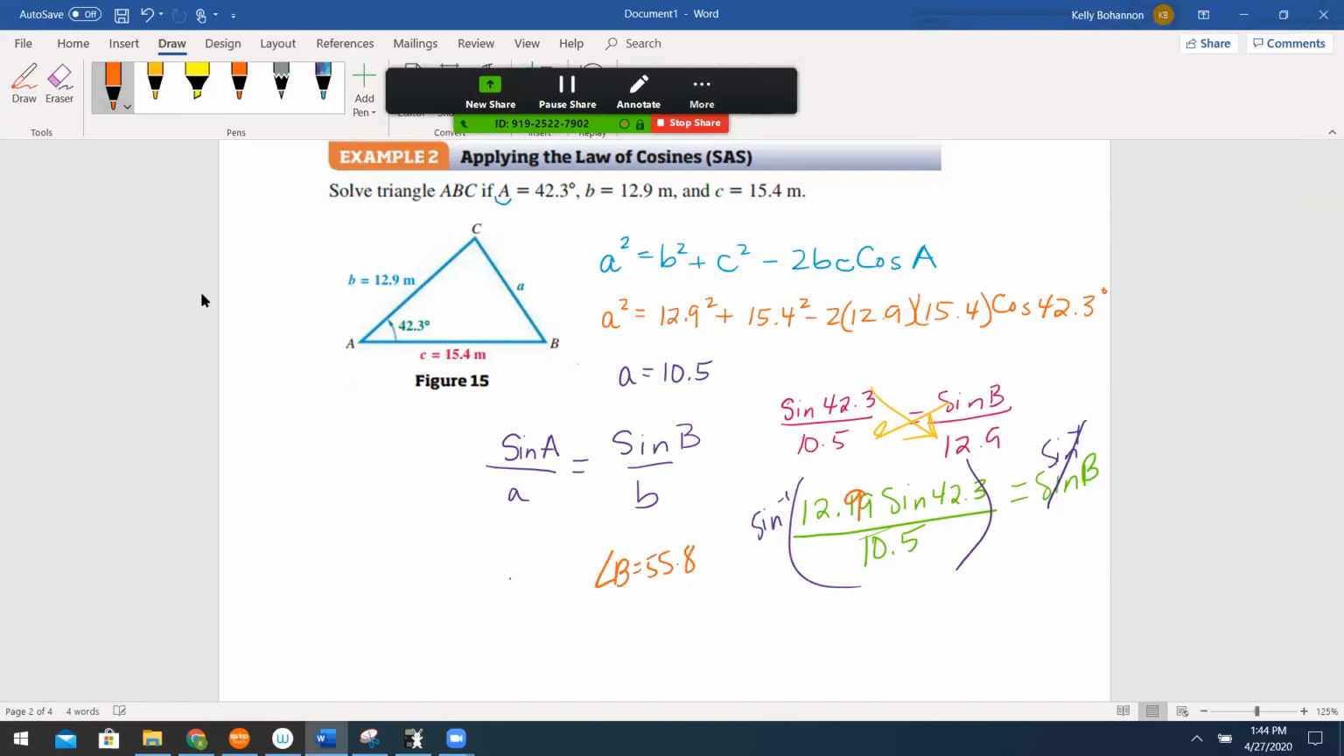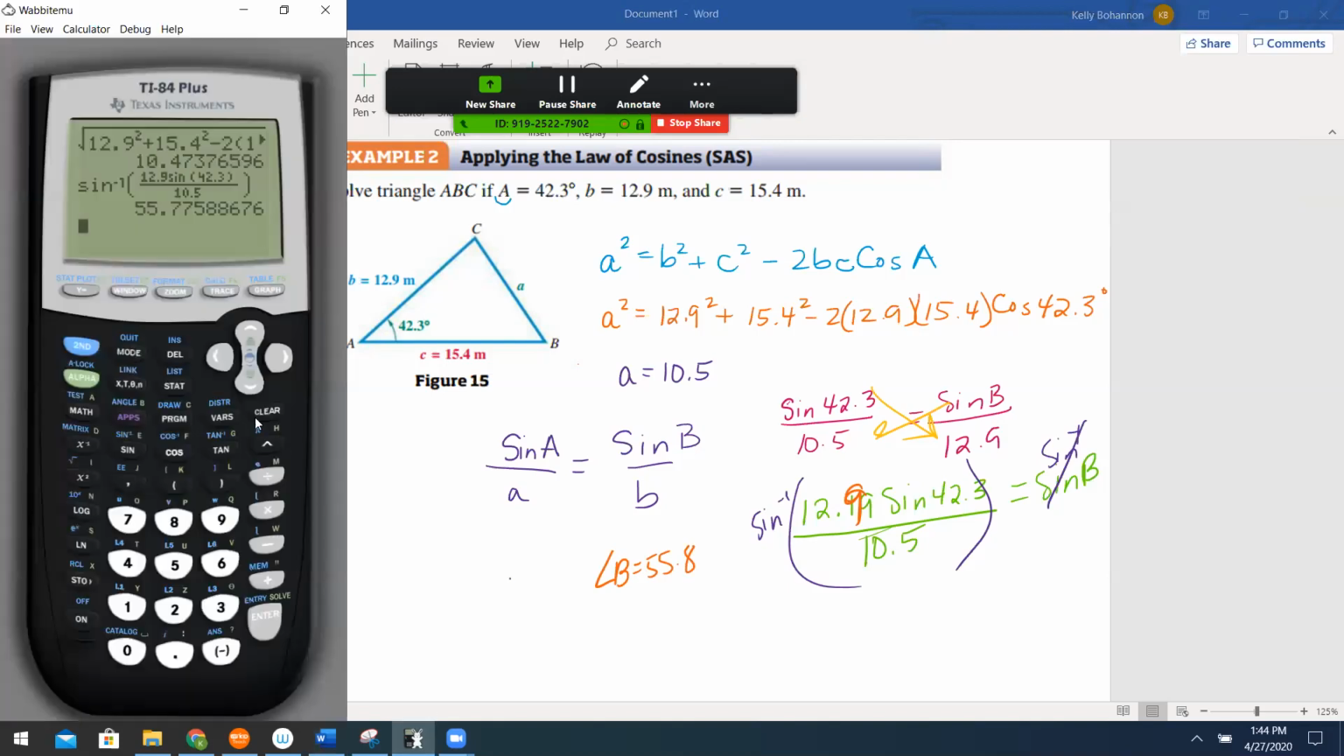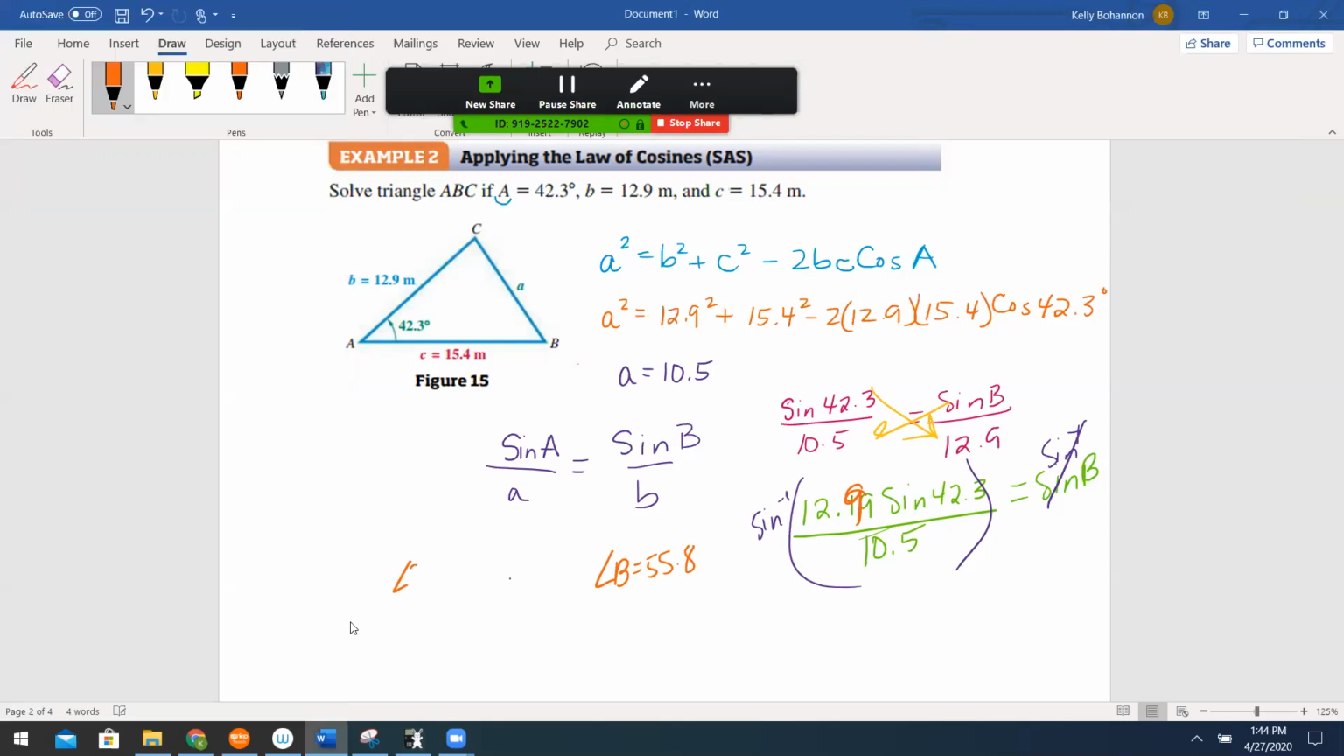This was just 12.9. And now it means the only piece I'm missing is angle C. Well, the easiest thing of all to do for that is just do 180 minus the angles that I have. So I have 180 minus the angle they gave me, 42.3, minus the angle I found, 55.8. And that gives me angle C, which is 81.9. So I found angle C, angle B, and side A.